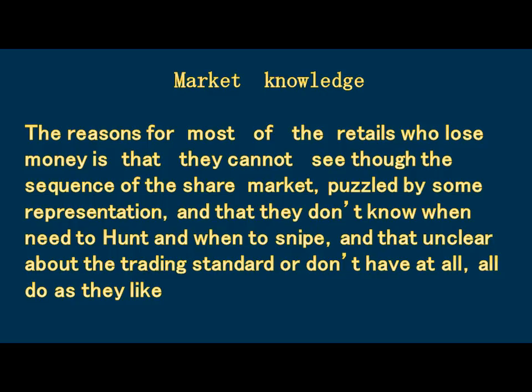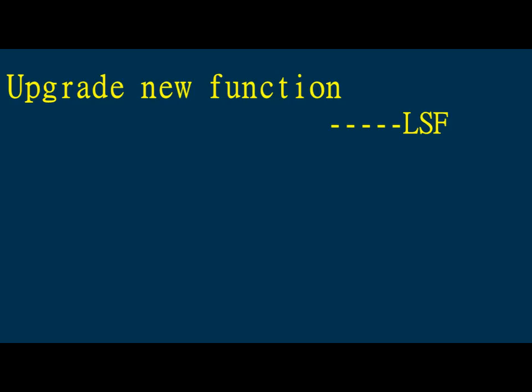Okay, market knowledge. The reason most retailers lose money is that they cannot see through the sequence of the share market. Part of it is their representation, and that they didn't know when to hold and when to snap. And they're unclear about the trading standard, or do as they like. So these are reasons why most retail lose money in the share market. So this is must-know market knowledge.